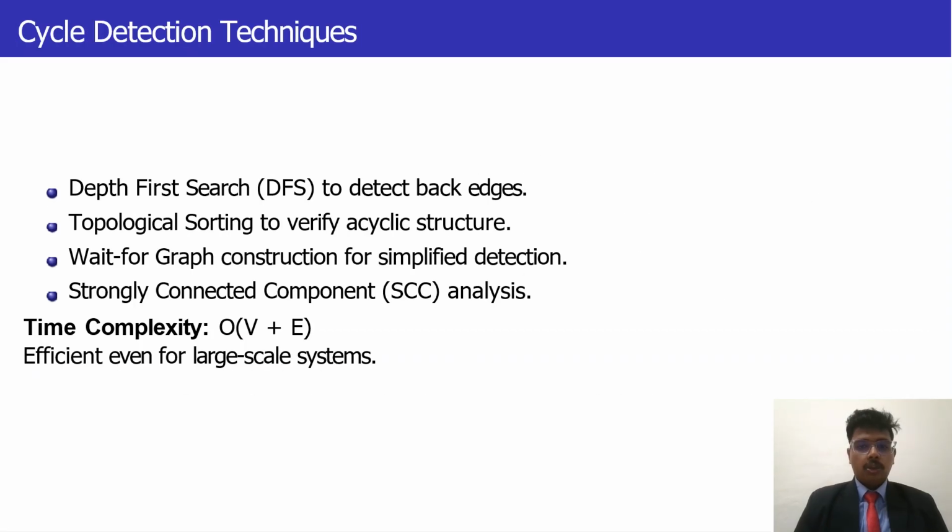To detect deadlock, operating systems use graph algorithms. Depth first search can detect back edges, which indicate cycles. Topological sorting can determine if the graph is acyclic. If sorting fails, a cycle exists. Strongly connected component analysis can also identify groups of interdependent processes. These algorithms run in linear time of V plus E, making them efficient.